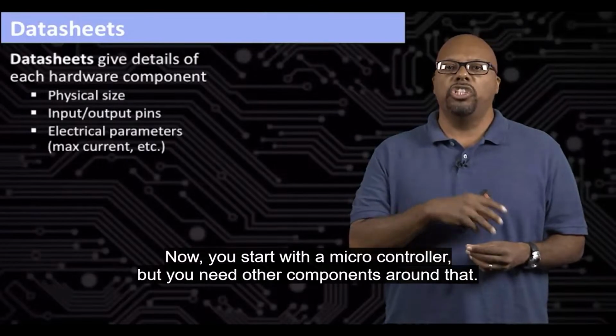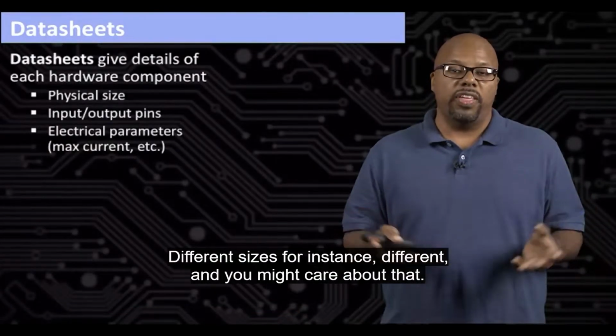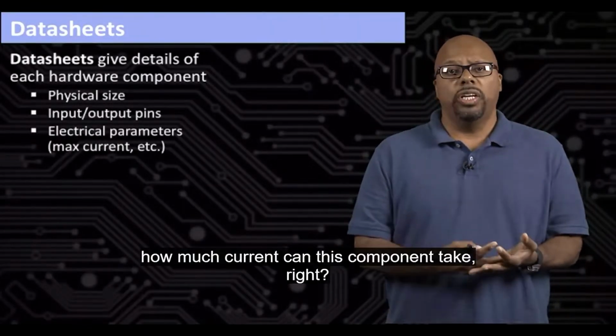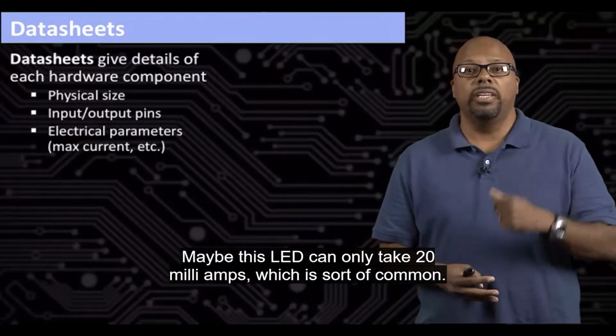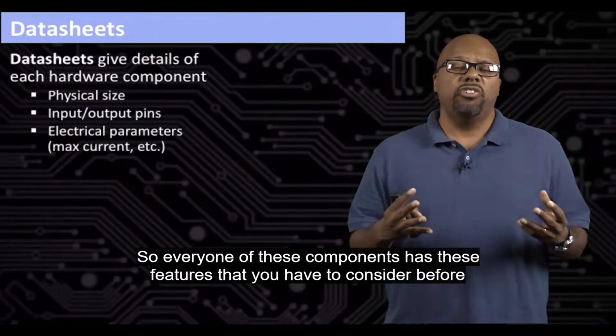Now, you start with a microcontroller, but you need other components around that. And each one of these components has different parameters, different sizes, for instance, and you might care about that. You might need this whole design to fit in a certain space, right? So you worry about the size, different voltage, different electrical parameters, right? How much current can this component take? Maybe this LED can only take 20 milliamps, which is sort of common. So if you drive with more than that, you blow up the LED, things like this. So every one of these components has these features that you have to consider before you order them.